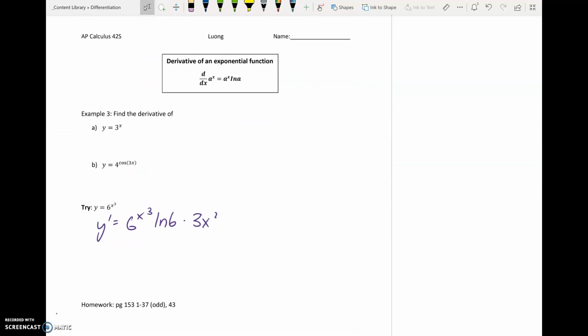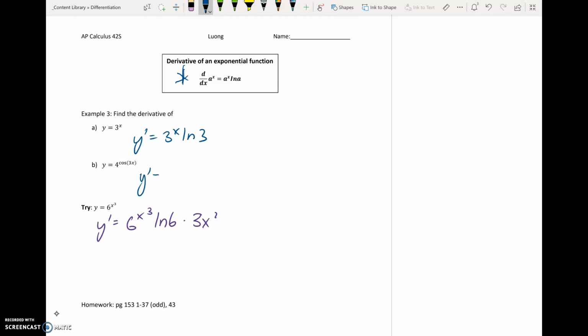Let's just quickly touch base on finding the derivative of the exponential function. This is another one you need to remember. And we're just going to apply it. So when we take the derivative of any number to the power of x, it's going to be the same thing multiplied by ln of the base. So I'm just going to apply this. Y prime is going to be 3 to the x ln 3.